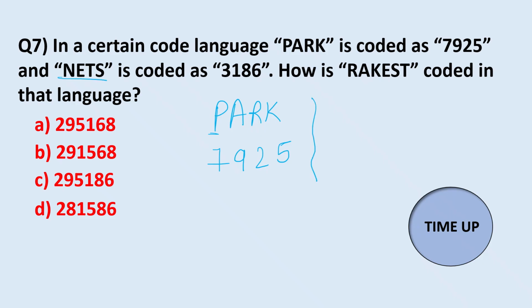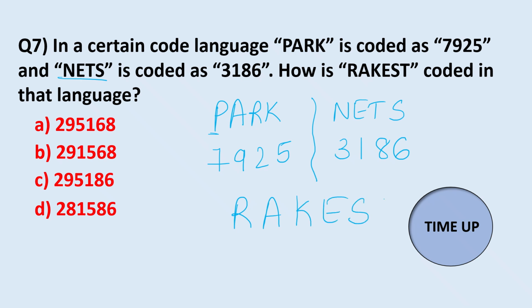Let us see the next one, nets. Nets is coded as 3, 1, 8, 6. So this logic is not based on the place value. Each alphabet has been assigned a different number. So how can we decode this word? See, R is coded as 2, correct? So I'll write 2 here. Everything is starting with 2, so our logic is correct.